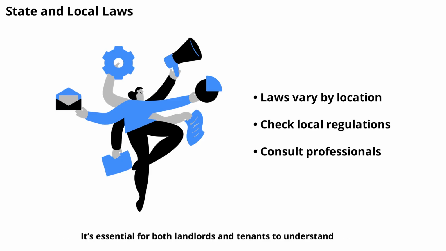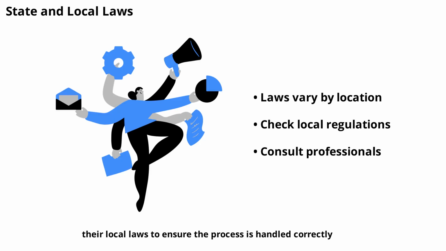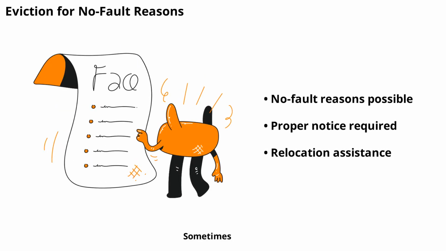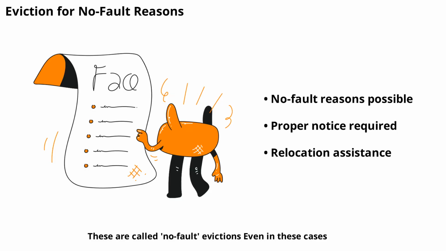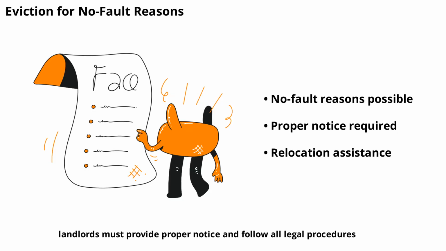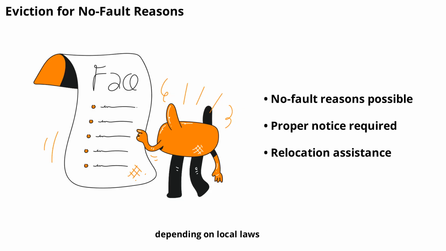It's essential for both landlords and tenants to understand their local laws to ensure the process is handled correctly. Consulting with a local attorney or housing authority can provide valuable guidance. Sometimes, landlords may evict tenants for reasons unrelated to tenant behavior, such as wanting to sell the property or move in themselves. These are called no-fault evictions. Even in these cases, landlords must provide proper notice and follow all legal procedures. Tenants may be entitled to relocation assistance or additional notice, depending on local laws.